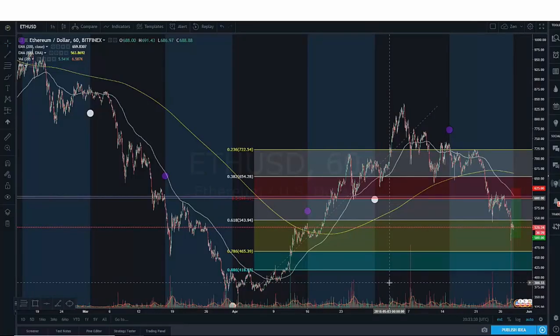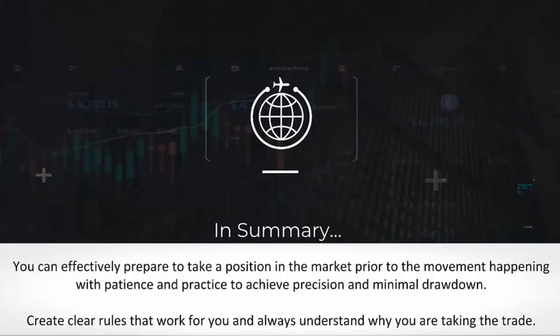And if you find yourself investing in cryptocurrency, you can take the same approach because exchanges do allow you to use limit orders. So it really just comes down to deciding on a price that you feel good about, using whatever confirmations you find valuable, and understanding that this is an ongoing learning lesson. And with practice, your entries are going to get better and better. In summary, you can effectively prepare to take a position in the market prior to the movement happening with patience and practice in order to achieve that precision and minimal drawdown potential.